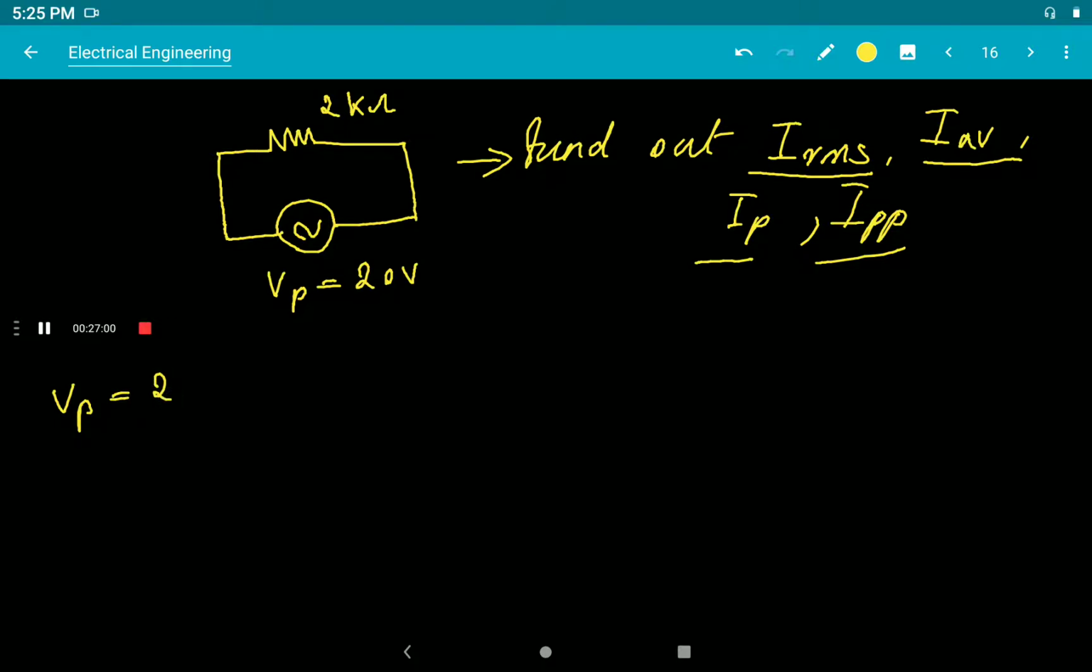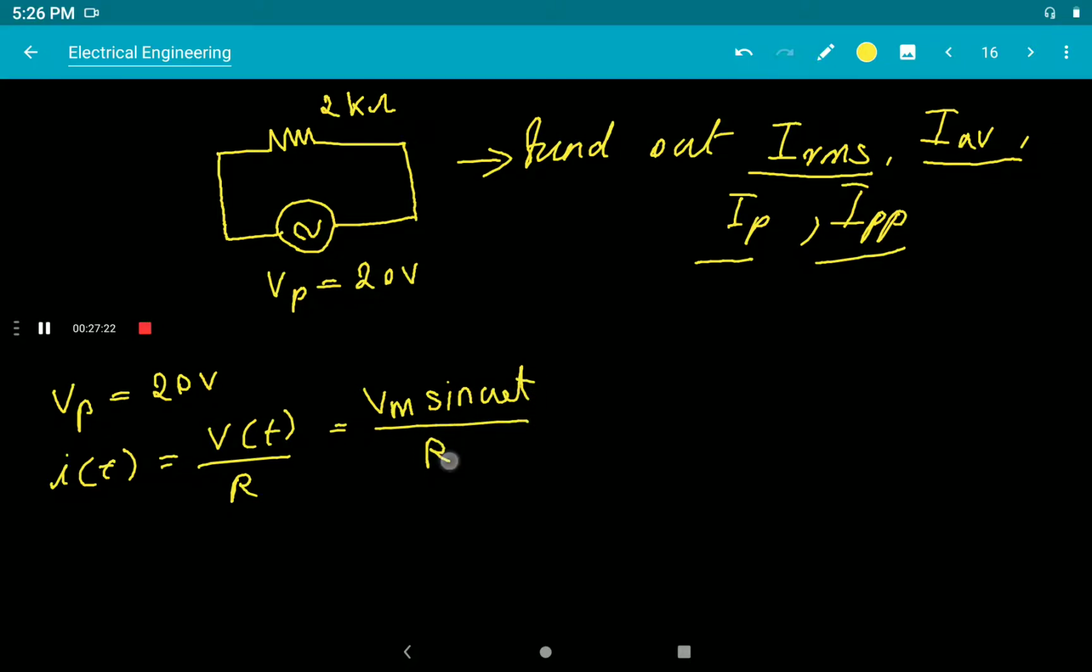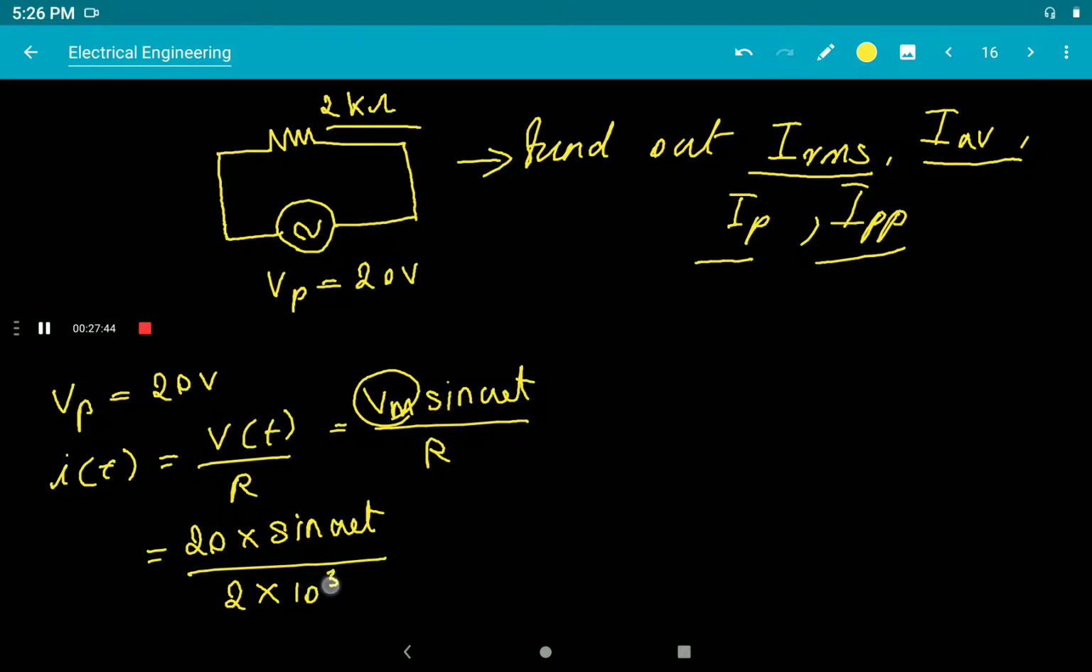The peak value is given as 20 volt. Then how can you find out the instantaneous value of current, I of t? You know the equation for a pure resistive circuit: I of t is equal to V of t by R, or we can write it as Vm sin omega t by R. Vm is given as 20 volt, so 20 into sin omega t divided by R. R is given as 2 kilo ohm, so you have to convert 2 kilo ohm into ohm by multiplying with 10 raised to 3.